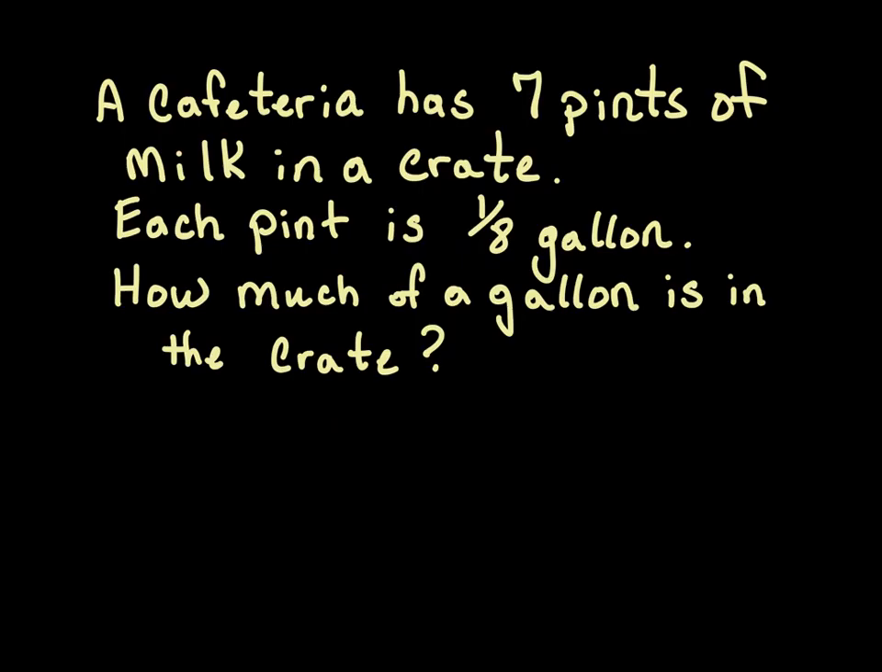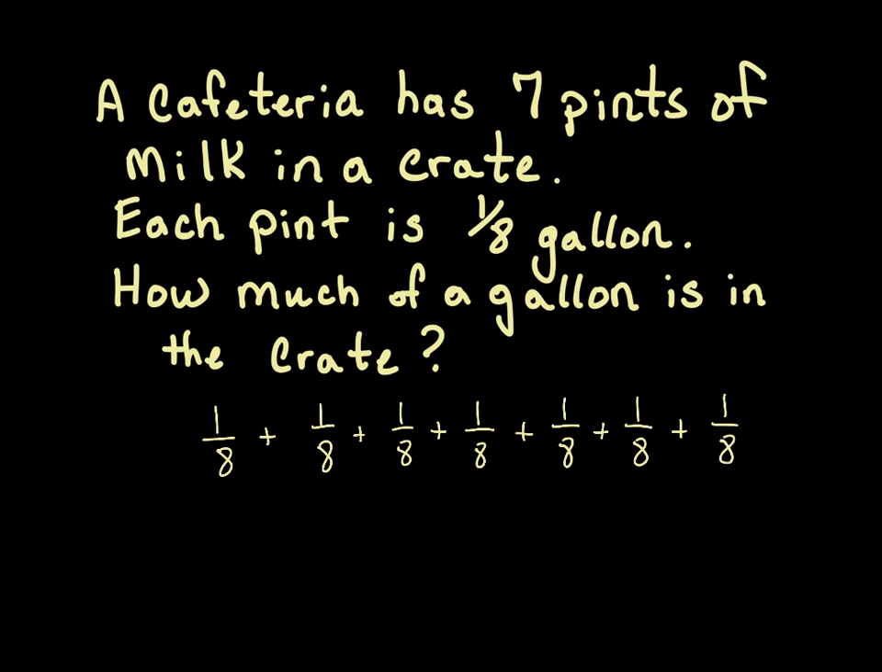A cafeteria has 7 pints of milk in a crate. Each pint is 1/8 of a gallon. How much of a gallon is in the crate? So if there's 7 pints, we would have to say 7 groups of 1/8. So we could actually write this out: 1/8 plus 1/8 plus 1/8 plus 1/8. Keep going till we get to 7 1/8.